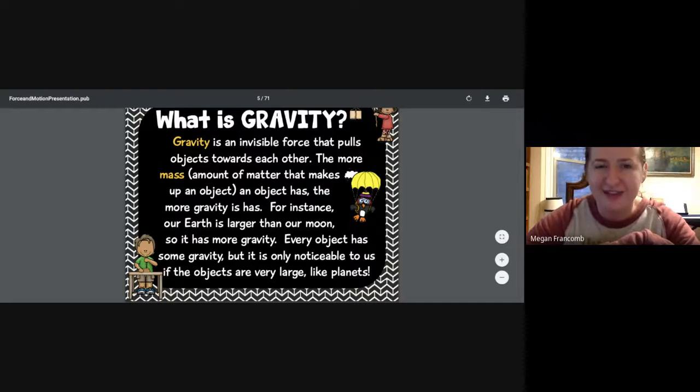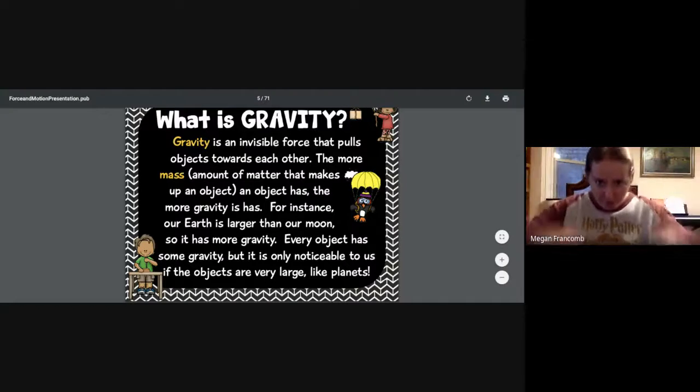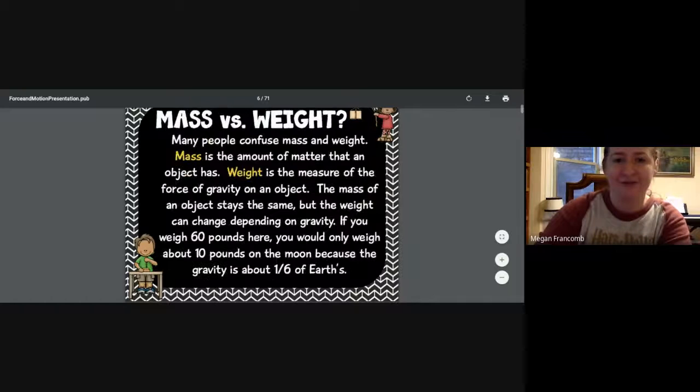Every object has some gravity, but it is only noticeable to us if the objects are very large, like planets. That's why we're able to notice Earth's gravitational pull. When you jump up, Earth pulls you back down.